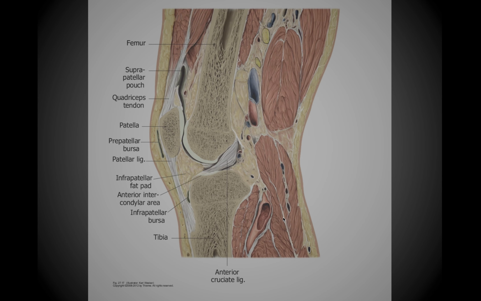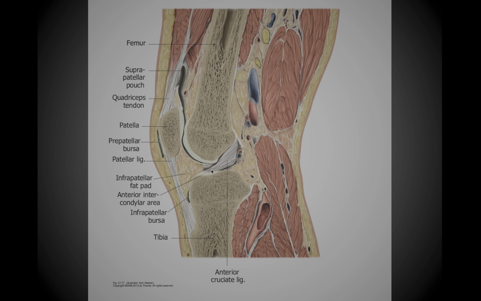All right, here we have an artist rendering of a sagittal view of the knee. So again, you can appreciate the quadriceps tendon with the patella embedded within it. You can see where it's attaching to the tibial tuberosity down here. You can see the articular cartilage on both the femur and on the tibia.